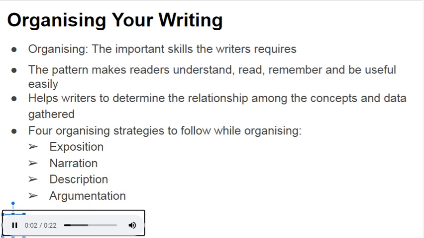Organizing your writing. Now a writer must organize his writing pattern in a way that the reader can easily understand, read and remember the topic. Now how can he do it? We have 4 strategies for this: exposition, narration, description and argumentation.